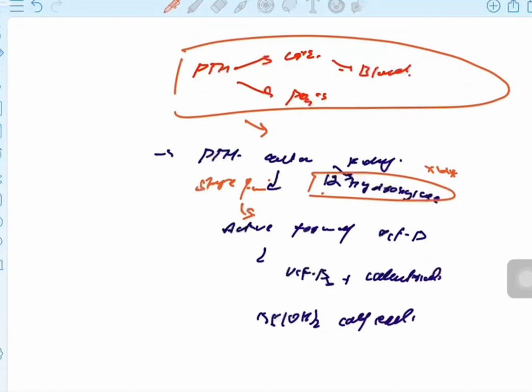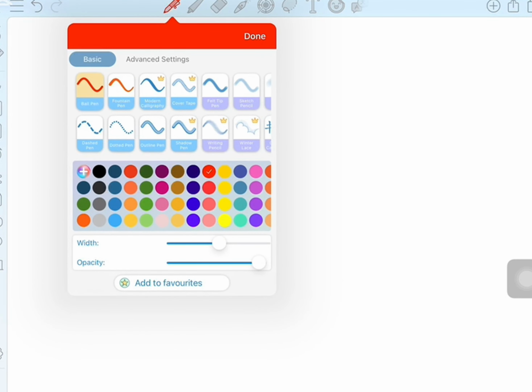Other than that, guys, what are the other names of the active form of the vitamin D? We will say vitamin D3, calcitriol, and 1,25-dihydroxycalciferol. Now we will discuss the pathology of hyperparathyroidism and medicine of hyperparathyroidism. I hope that till here everyone who is listening to me understands in a very good way.